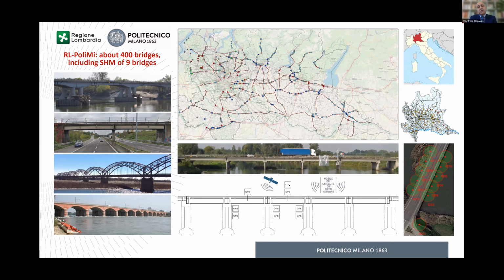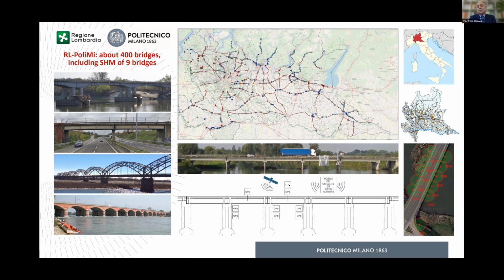And in addition, to complement information from risk assessment, a variety of monitoring systems, including global navigation satellite systems, have been designed and implemented on a group of bridges selected as pilot case studies and are currently collecting data.